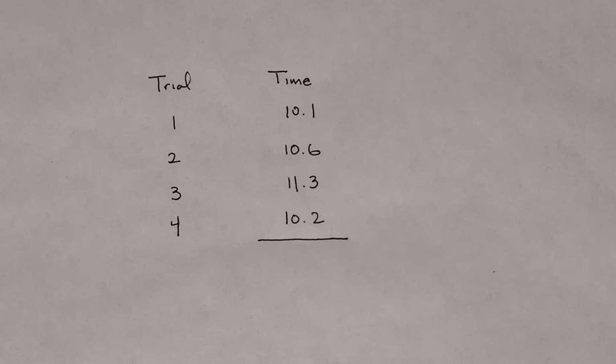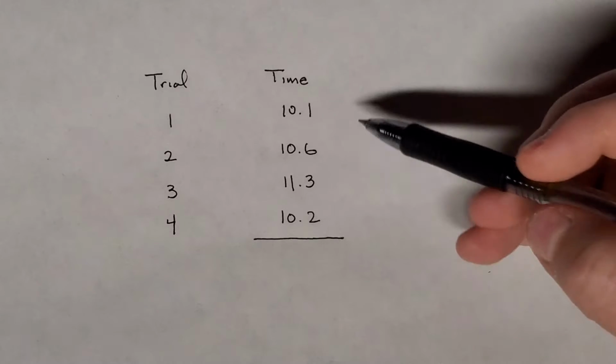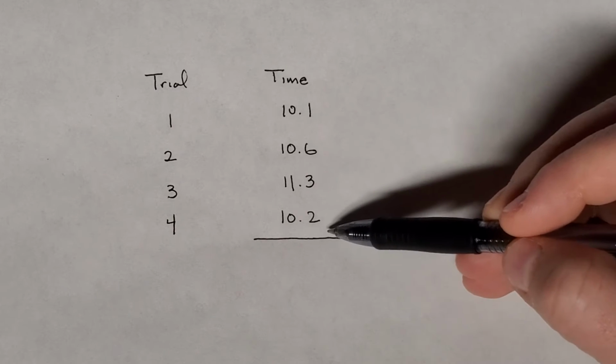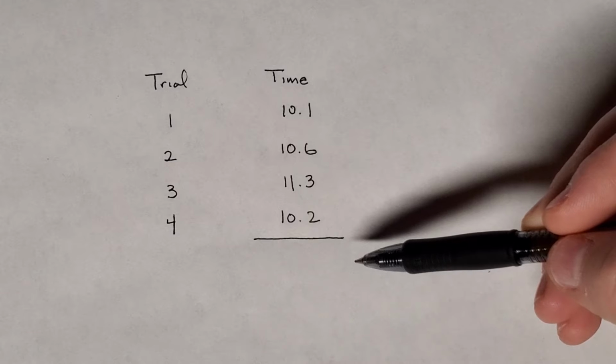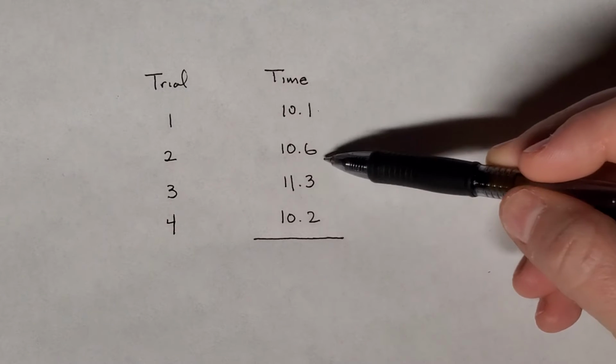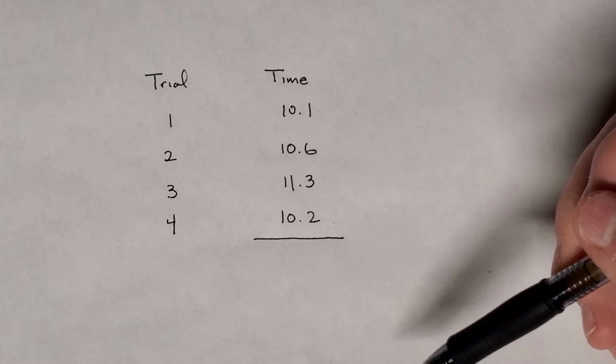When we calculate standard deviation, what we are doing is measuring how precise the data is in relationship to one another. In other words, we're saying how close are all of these data points? And more realistically, how close are they to an average?